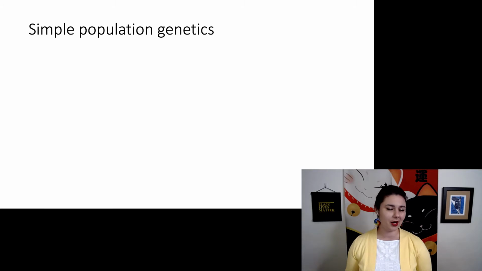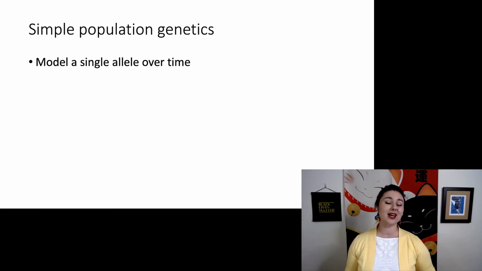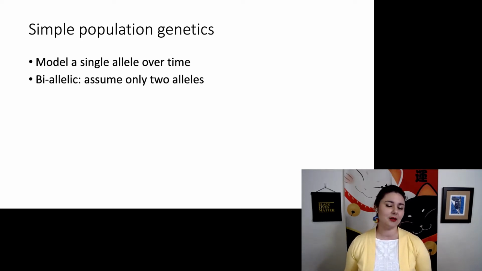First, we simplify our problem a lot. We tend to only look at a single allele over time because that's a lot simpler than modeling all of the things that are going on in our body with, you know, tens of thousands of genes. We also usually assume a biallelic model. So we're assuming there are only two alleles, and that simplifies things a lot. Certainly, there are a lot more alleles for pretty much every locus that we're talking about, but this allows us to have a much simpler mathematical model.